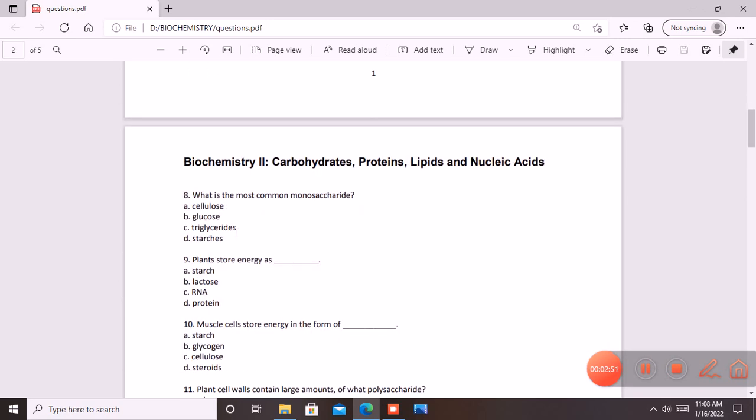Question 8 says, what is the most common monosaccharide? Every monosaccharide, when it gets to the human body, is converted to glucose before its energy is generated from it. So question 8, the answer is B. Glucose is the commonest monosaccharide found.